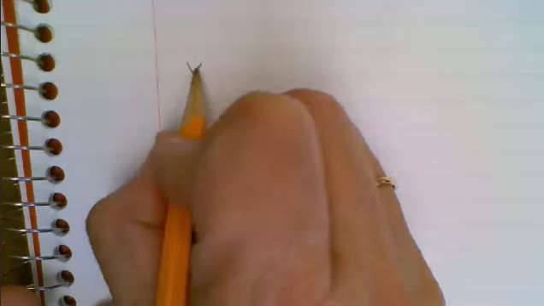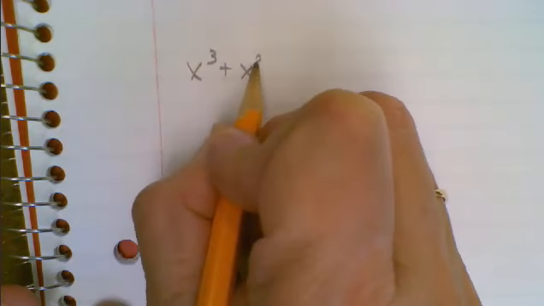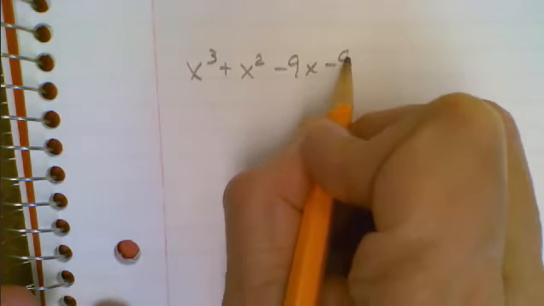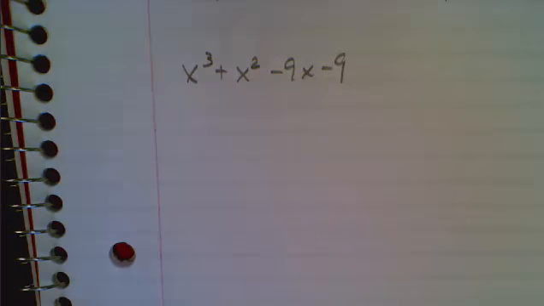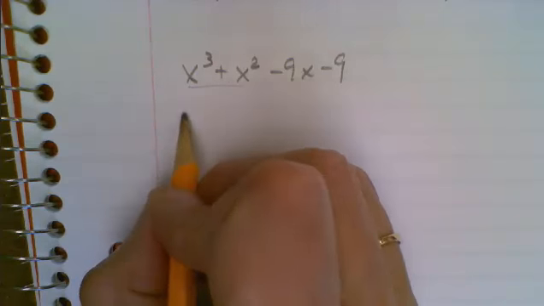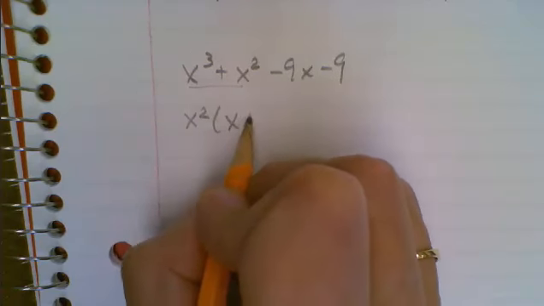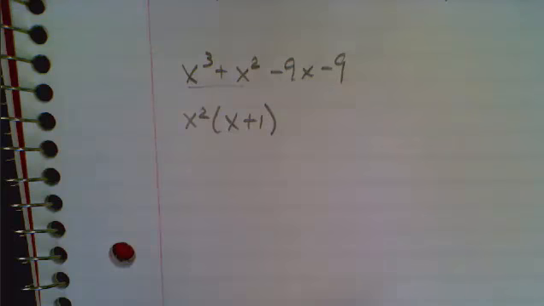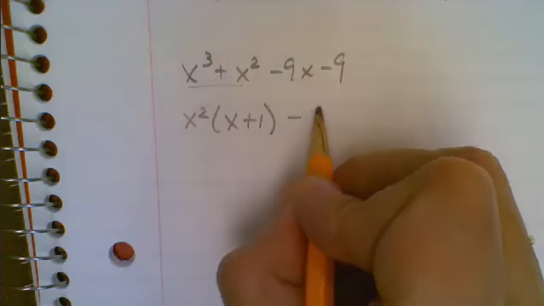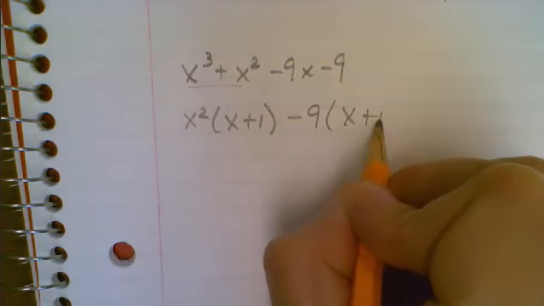Let's talk about factoring by grouping. So let me give you one like that, let's say. And I want to factor by grouping. So I group the first two together. I take out an x squared. I'm left with an x plus 1. Look at the second two. I take out a negative 9.